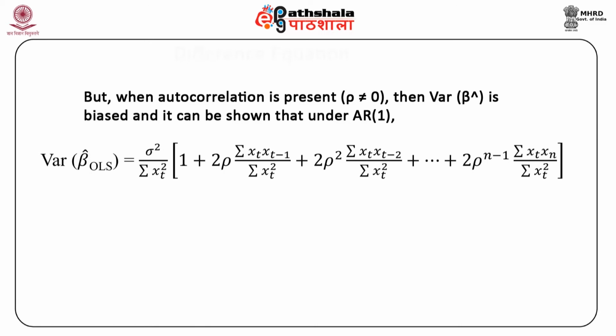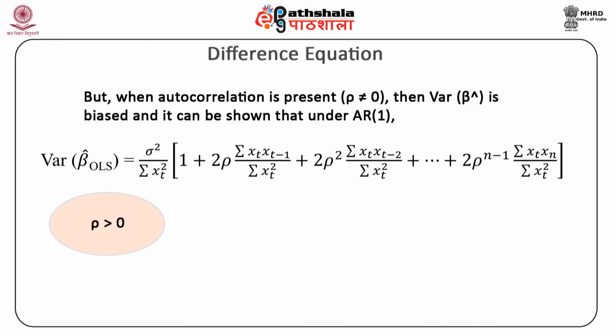When autocorrelation is present, which means rho is not equal to 0, then the variance of beta hat is biased, and it can be shown that under AR(1), the variance of beta hat under OLS is now equal to sigma square upon sigma xt square into [1 plus 2 rho into sigma xt into xt minus 1 upon sigma xt square plus 2 rho square into sigma xt into xt minus 2 upon sigma xt square, and so on up to 2 rho raised to n minus 1 into x1 into xn upon sigma xt square].